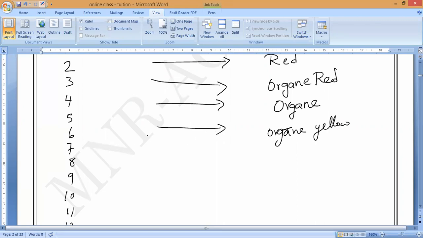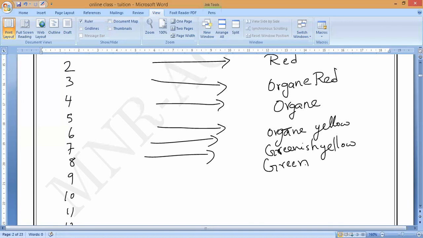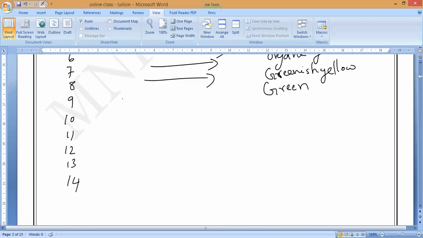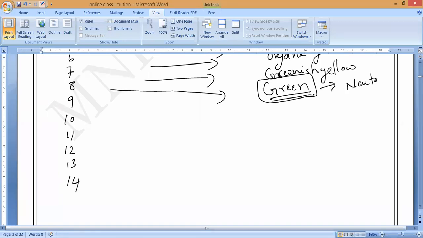Next, pH value 6 is greenish yellow. Everybody should remember. Next, pH value of 7. Greenish yellow is gone, yellow is gone. Then what will come? pH value of 7 is green. That is what you have to remember. So what is the color of a neutral substance on the pH scale? Green. This is a more important MCQ question. Neutral substance is green.